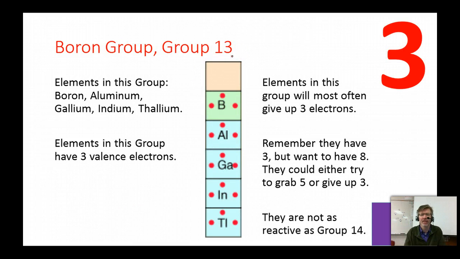Boron, the boron group, group 13. What you've got: boron, aluminum, gallium, indium, and thallium. Elements in this group have 3 valence electrons. So check it out. I'm going to circle the 3 again.